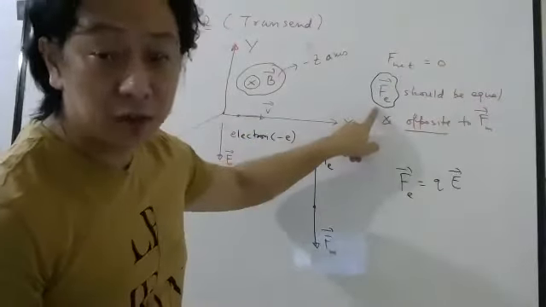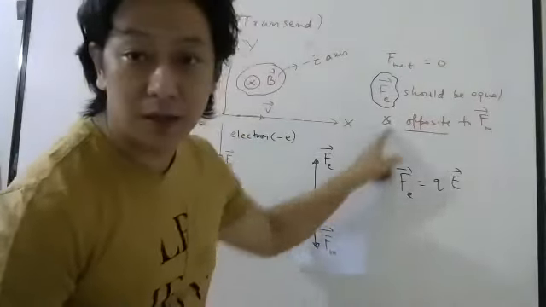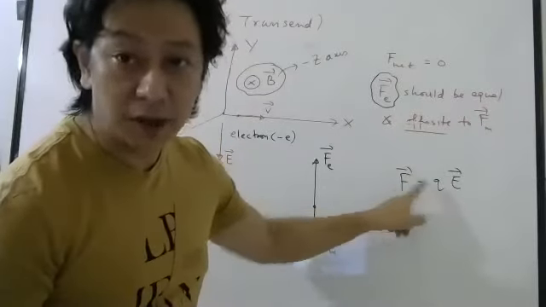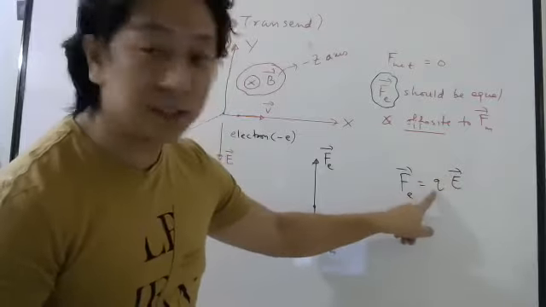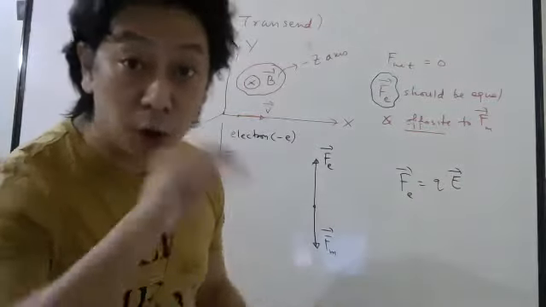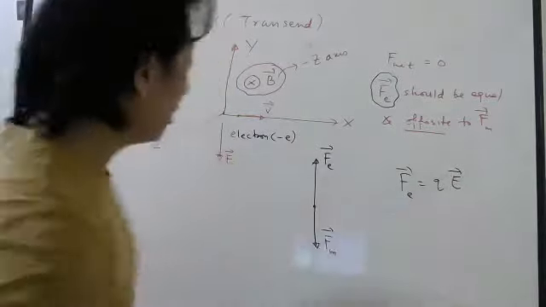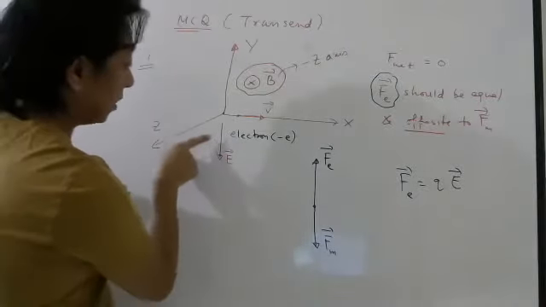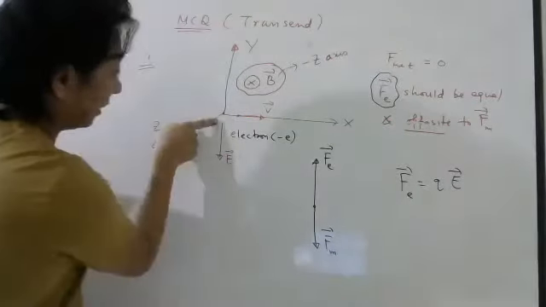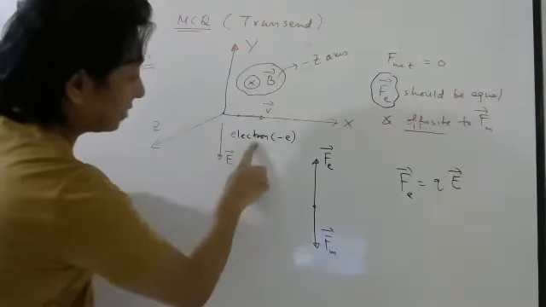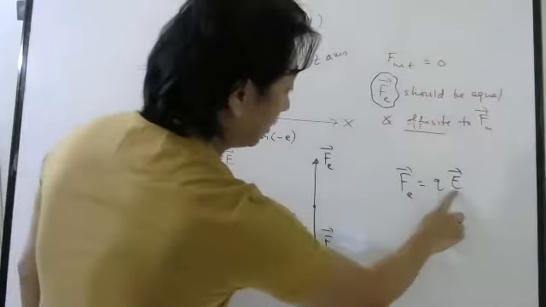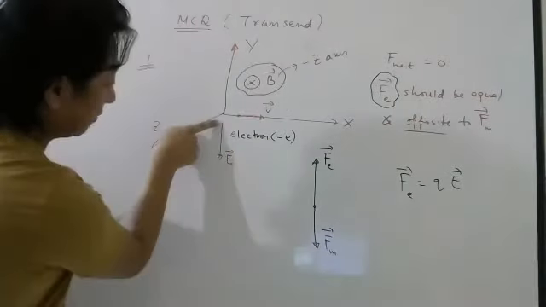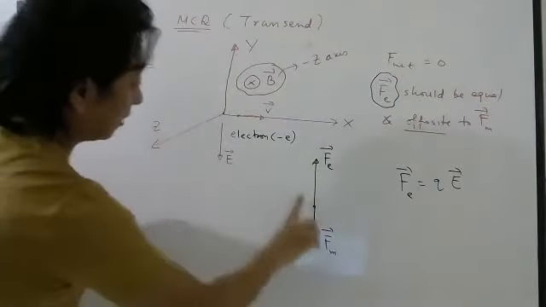Electrostatic force should be found by this formula. If the charge is positive, electrostatic force will be in the direction of electric field. If charge is negative, electrostatic force will be opposite to electric field. Where is the charge? Where is the electric field applied? Negative y-axis. But the charge is minus, electron. So electrostatic force will be opposite to electric field. So electric field was here. Electrostatic force will be here.